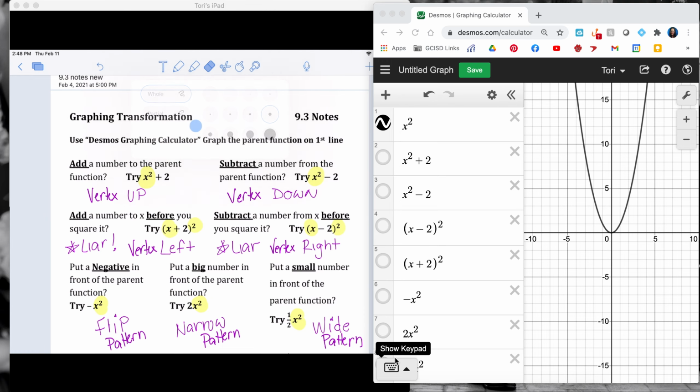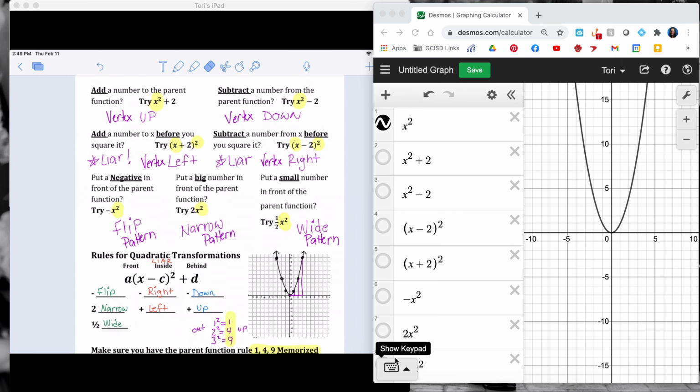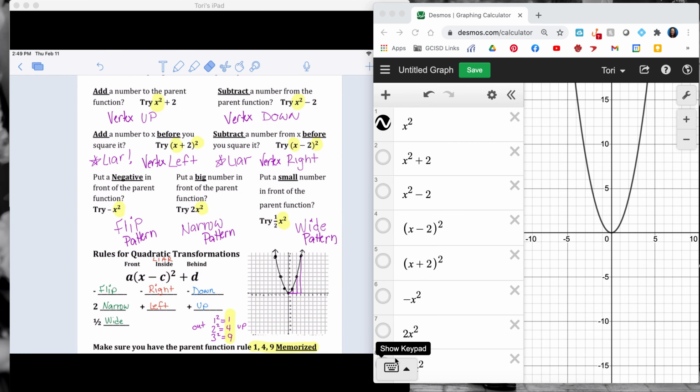Here's what I'm going to ask you to do. If you would, pause the screen, go ahead and copy what you see. Actually, let me screen that out just a little bit. Pause the screen, copy what you see, and then we'll get started.